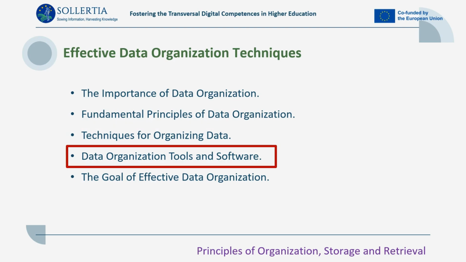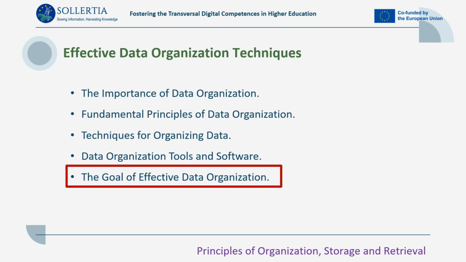Utilizing tools and software like Microsoft Excel, relational databases, or specialized data management systems can automate sorting, categorizing, and organizing processes. Additionally, creating and using a data dictionary standardizes categories and definitions, ensuring that everyone working with the data understands its structure and purpose. The ultimate goal is to make data accessible, analyzable, and useful for decision-making.